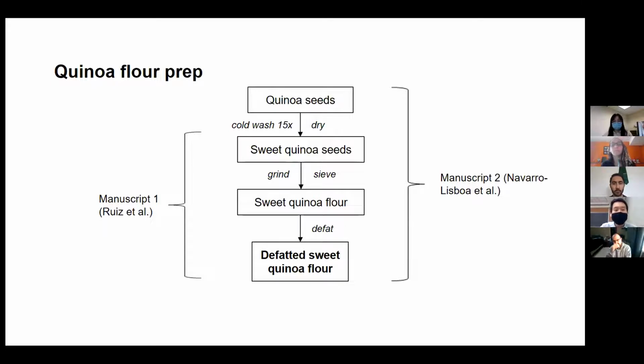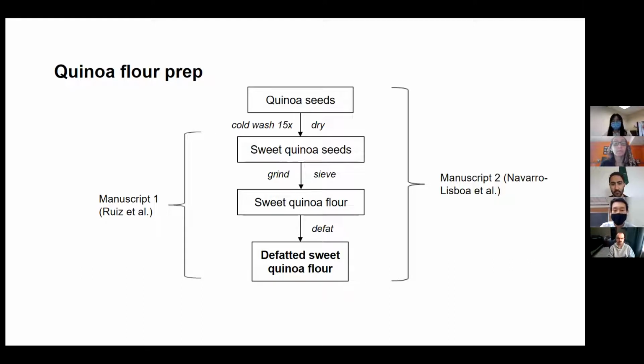And these two papers have pretty similar sample preparations. They started with quinoa seeds. The only difference is that the second manuscript has to remove the saponins that are inherently present in the quinoa seeds, and these saponins can interfere with the functionality and the findings. So they had to wash it and dry it to form the sweet quinoa seeds.